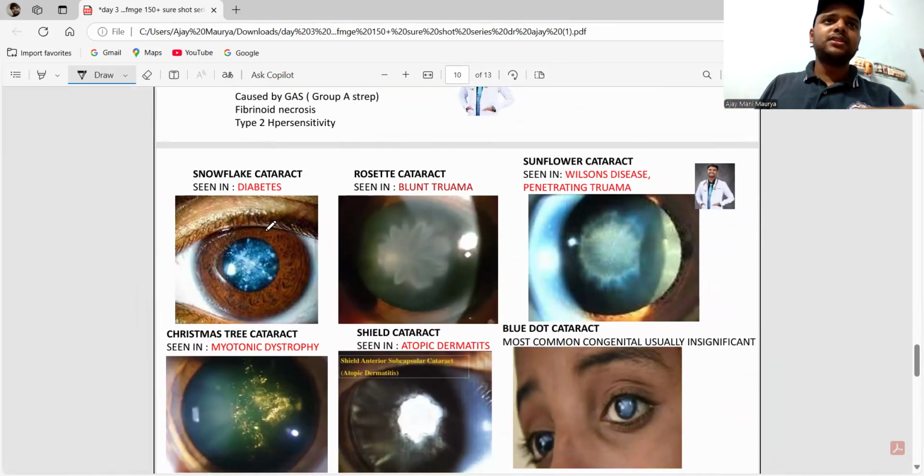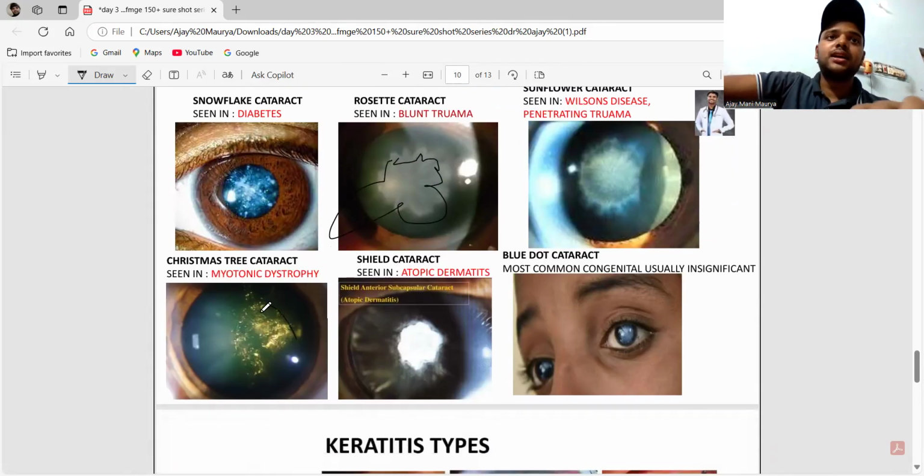Snowflake cataract in diabetes is due to sorbitol accumulation. Rosette cataract is seen in blunt trauma. Sunflower cataract is seen in Wilson disease and penetrating trauma. Just remember by heart: Christmas tree cataract in myotonic dystrophy, shield cataract in atopic dermatitis, and blue dot cataract, the most common and congenitally insignificant.